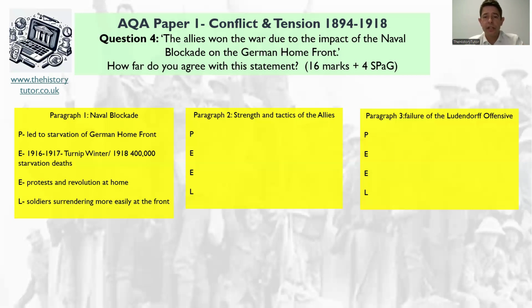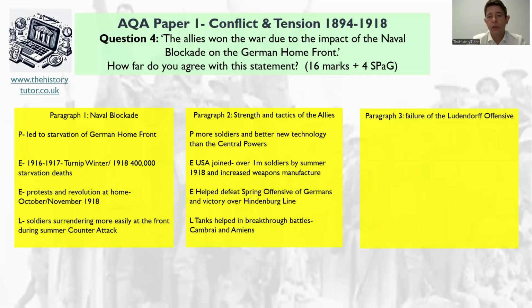Paragraph 2. Strength and tactics of the Allies. We could talk about more soldiers and better new technology than the Central Powers had. Evidence, USA joining. Talk about how they were increasing supplies of weapons. We could talk about how the Americans joining helped defeat the Spring Offensive and take the Hindenburg Line. We could talk about tanks, which helped with the breakthrough in battles at Cambrai and Amiens, and obviously were leading breakthroughs by the end of the war into more mobile warfare.